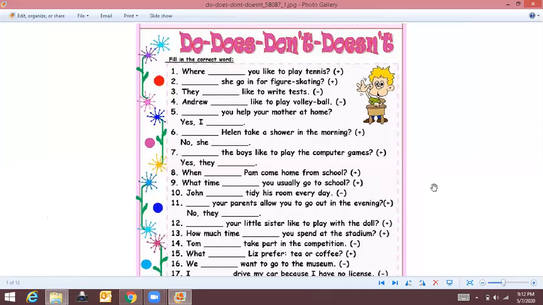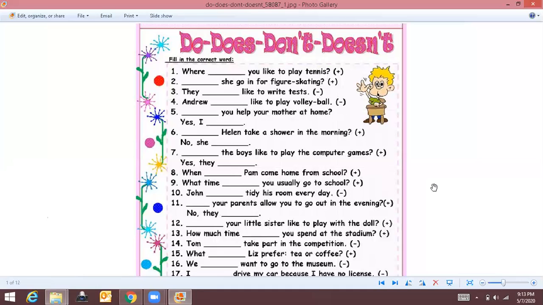Okay, what about number nine? What time do you usually go to school? Okay, number 10? John doesn't tidy his room every day. 11? Are your parents allowed to go out in the evening? No, they don't. Okay, number 12. Does your little sister like to play with the doll? Good. 13. How much time do you spend at the study?